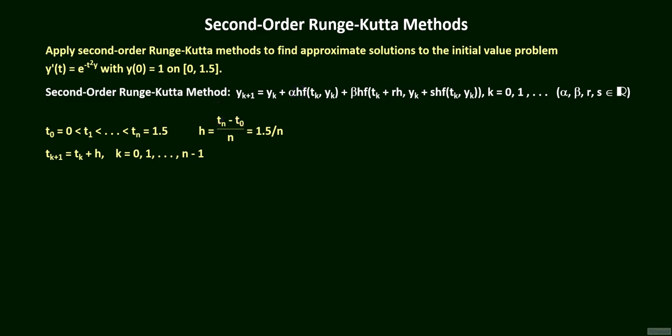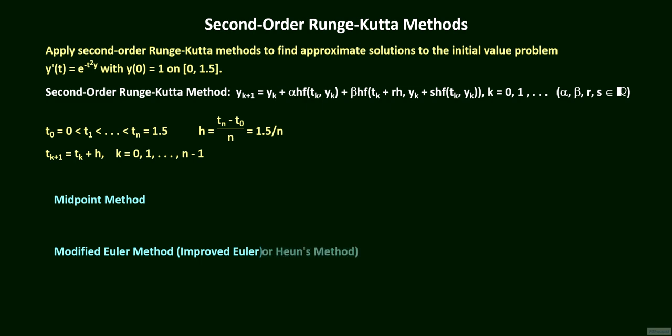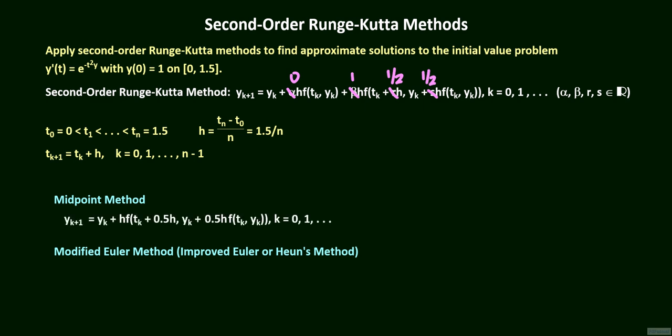The second-order Runge Kutta methods that we will apply here are the midpoint method and the modified or improved Euler method. The modified Euler method is also often referred to as Heun's method. For the midpoint method, alpha equals 0, beta equals 1, and both r and s are equal to 1/2. And for the modified Euler method, alpha and beta are this time both equal to 1/2, while r and s are both equal to 1.